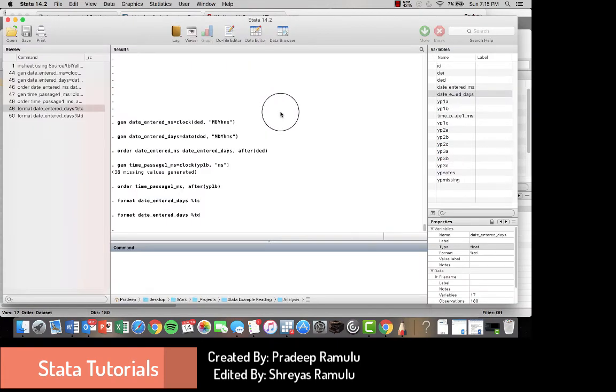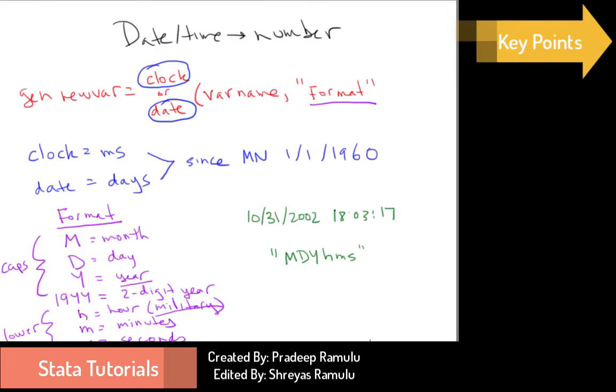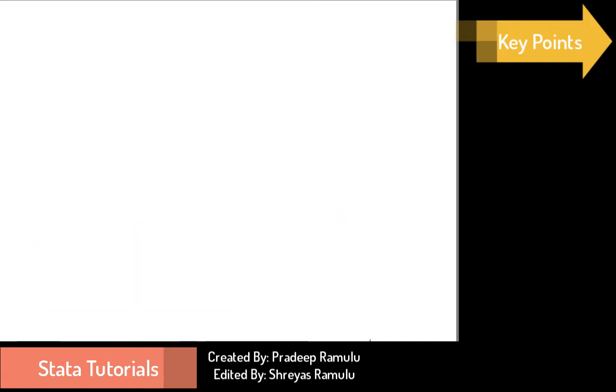So that's one way of showing you dates in a format that's in Stata format, but Stata is still considering that a number. So when you do that, it's actually still a number. So let's go ahead and describe what we just did.